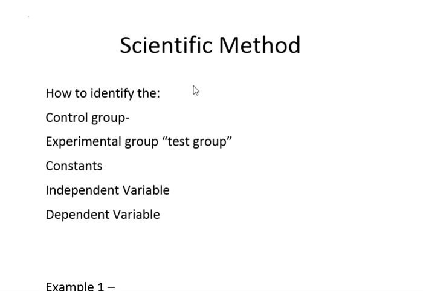Okay, today what we're going to talk about is the scientific method. I'm going to teach you how to identify the control group, experimental group, the constants, the independent variable, and the dependent variable. Okay, but I'm going to do this by using an example.